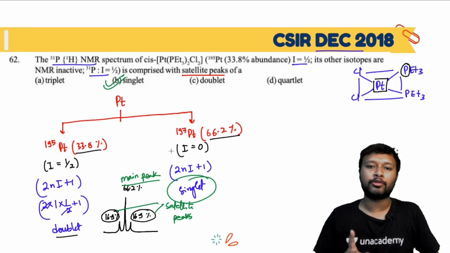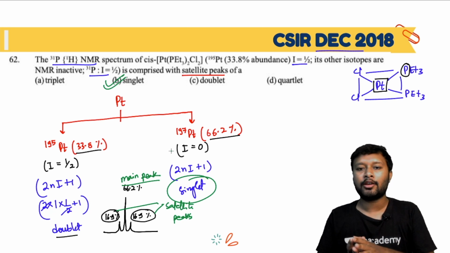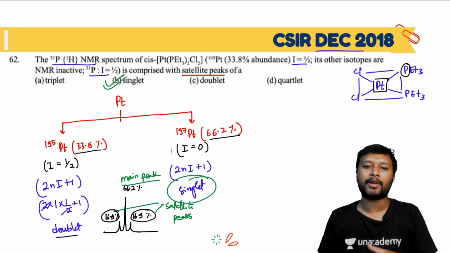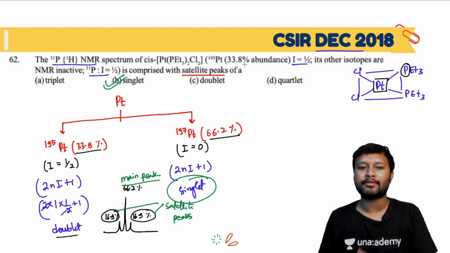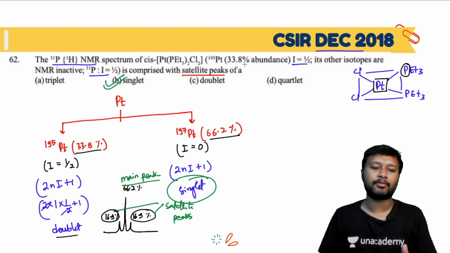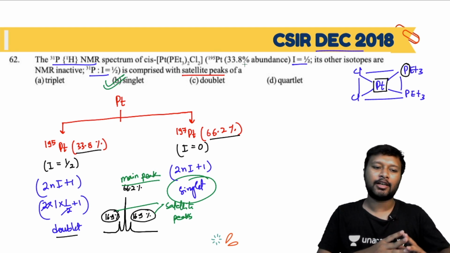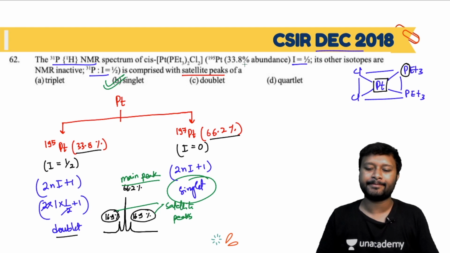But the question was asked in a twisted manner. It said, it is comprised with the satellite peak of what? What is not written, but that's what the question is. So the satellite peak of the main peak, and the main peak is your singlet. That's why option B is the correct option. I hope this is much clearer to you guys. Now let's go for the next question.